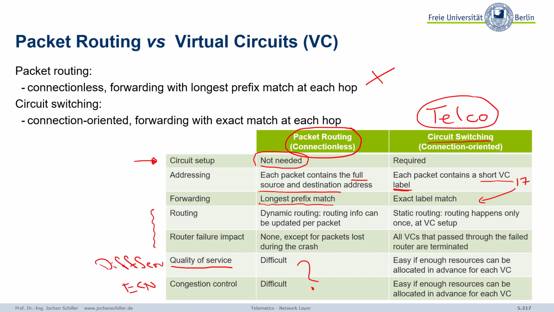Today, it's everything over IP. So we don't have these circuits anymore. We have extremely fast networks, so we don't care about these issues with quality of service and so on. So in the internet domain, we went for packet routing, not circuit switching.